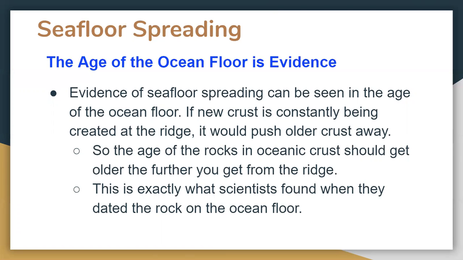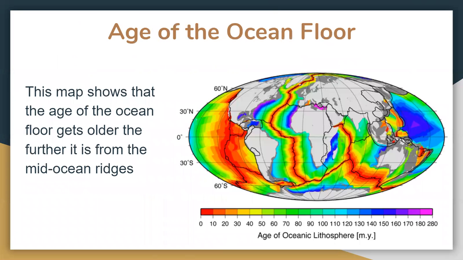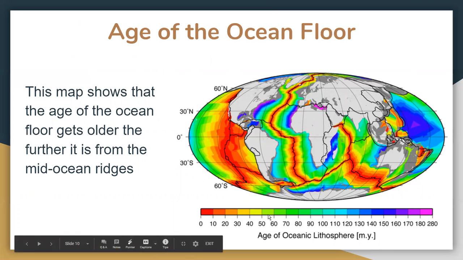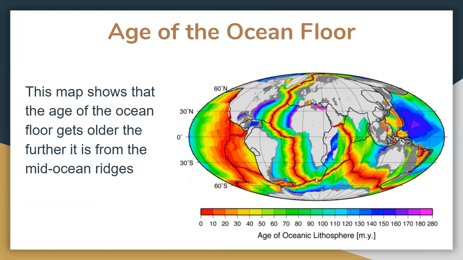They found that they get progressively older as you get further away from the ridge. Here's a good map that shows that. All of the reddish colors indicate relatively young oceanic lithosphere. And then as you progress through the orange, yellow, green, and all the way to blue and purple and eventually pink, the ages of the ocean floor get progressively older. So you'll notice that near the ridges, all of these red areas, that's where the oceanic crust is the youngest. And as you get farther away from the ridges, closer to the continents, the crust gets progressively older.